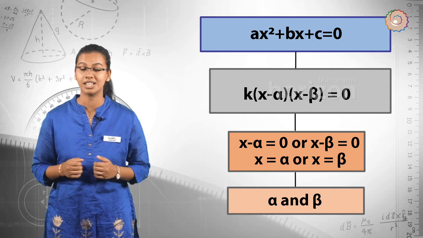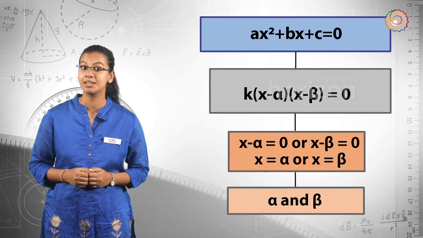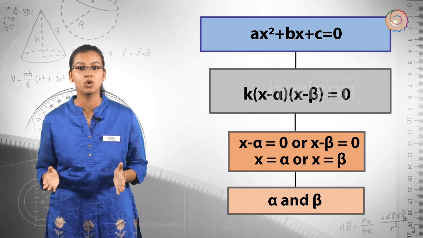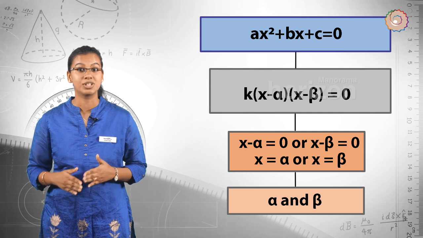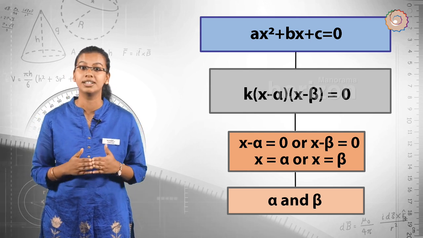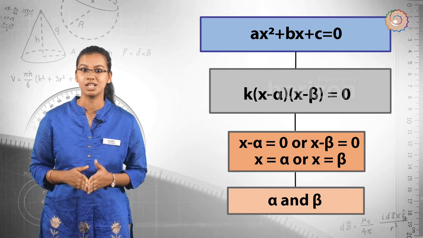Solution of a quadratic equation can be found by the factorization method of splitting the middle term. Factorization can be simple for some quadratic equations, but for some other equations, factorization can be complicated or tedious. So let's see a better method to solve such equations.